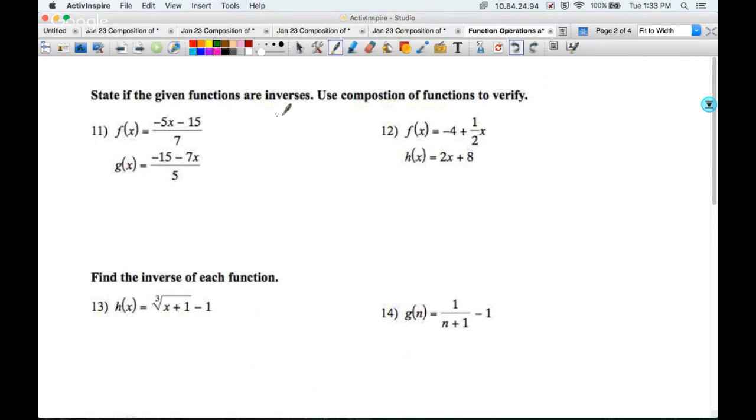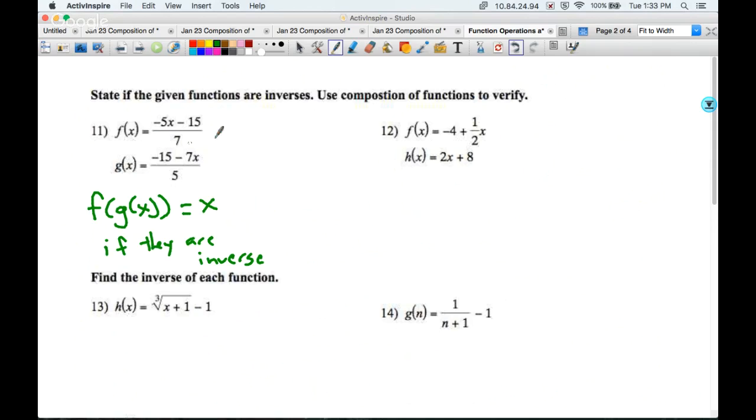State if the given functions are inverses, use composition functions to verify. So what this means is that if I do f of g of x and these two are inverses, then I should get x, because they should undo one another and I should get the input as my output. X was the input, x should be the output.